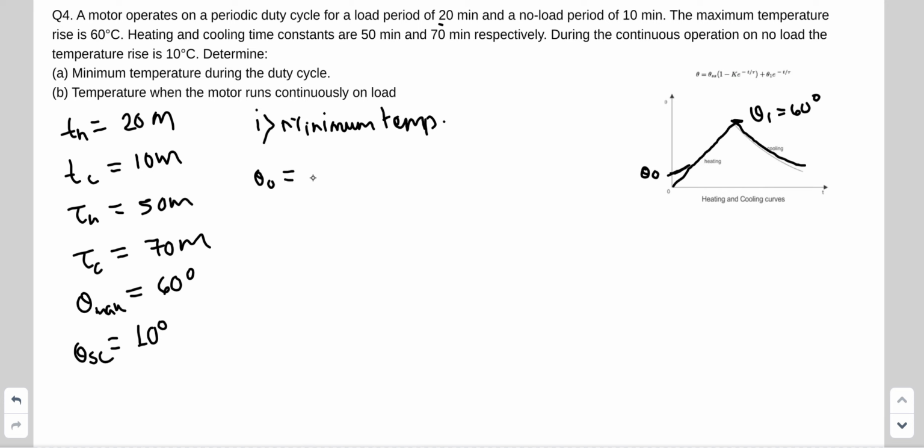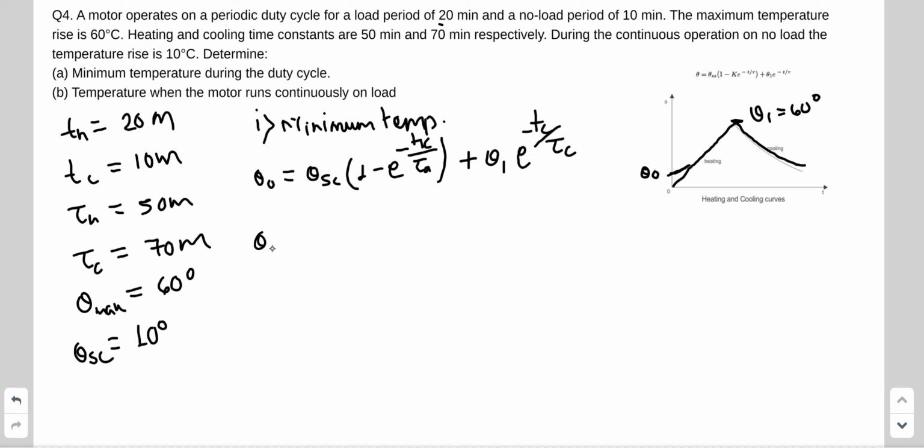theta 0 is equals to theta SC into 1 minus e power minus cooling time divided by cooling time constant plus theta 1 into e power minus cooling time divided by tau c, cooling time constant. It is the minimum temperature. So for minimum temperature we will use the formula for cooling period.